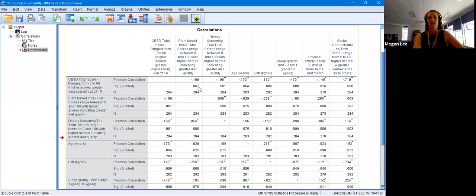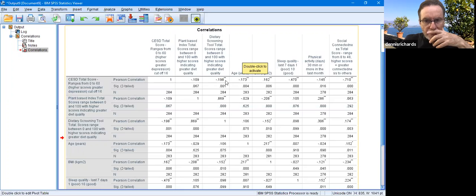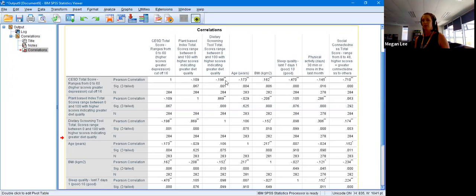Interesting. Let's have a look at our dietary screening tool. That was when we didn't change those variables around. What is it telling us? What's its correlation? 0.001. So it is significant. Interesting. So there are some interesting things already happening, but the correlation is only 0.19, so about 0.2, which is still quite weak.